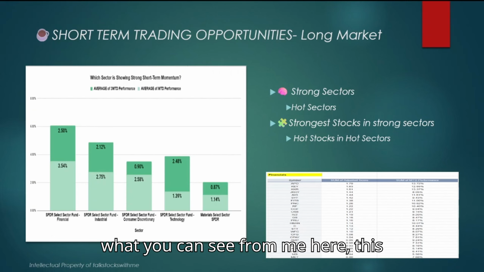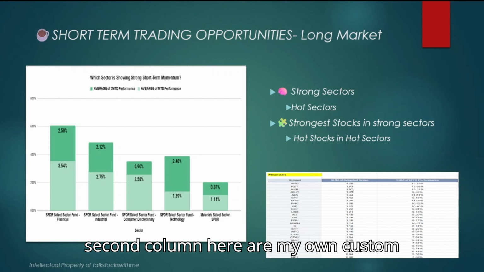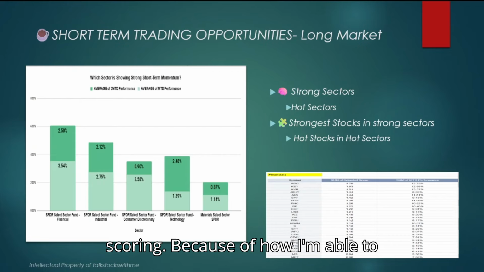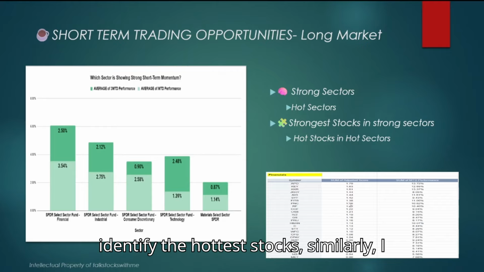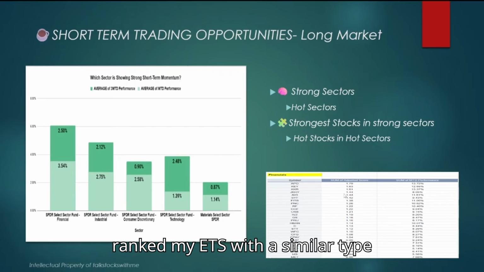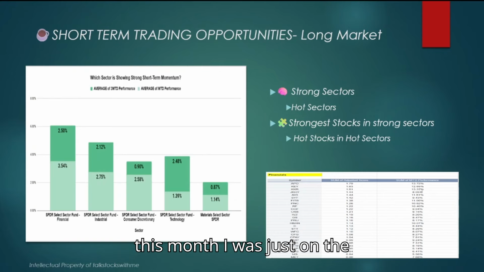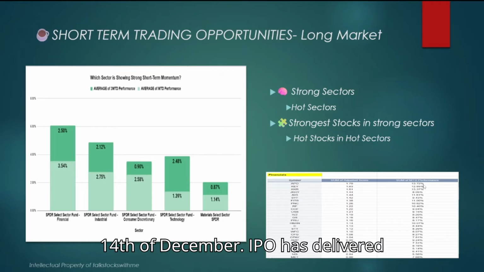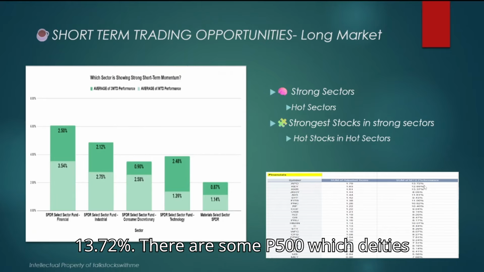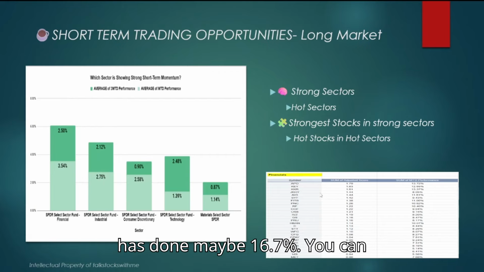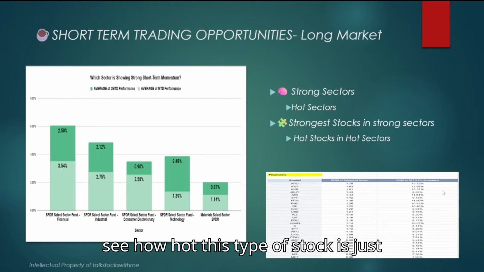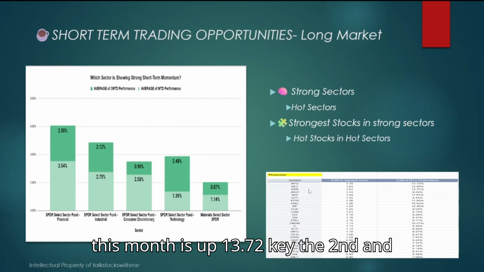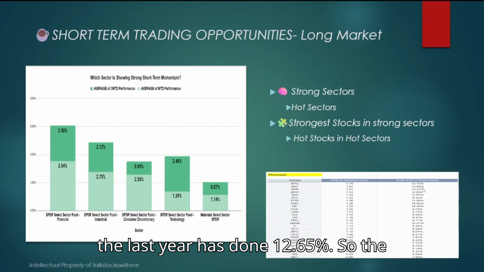Now, what you can see here, this second column, is my own custom scoring mechanism of how I'm able to identify the hottest stocks. Similarly, I rank my ETFs with a similar type of score. You can see that this month, and we're just on the 14th of December, APO has delivered 13.72%. The S&P 500 year to date has done maybe 16.7%. You can see how hot this type of stock is, just this month up 13.72. KKR, the second on the list here, has done 12.65%.